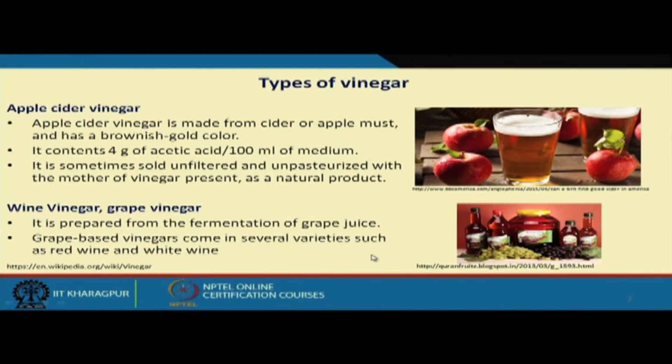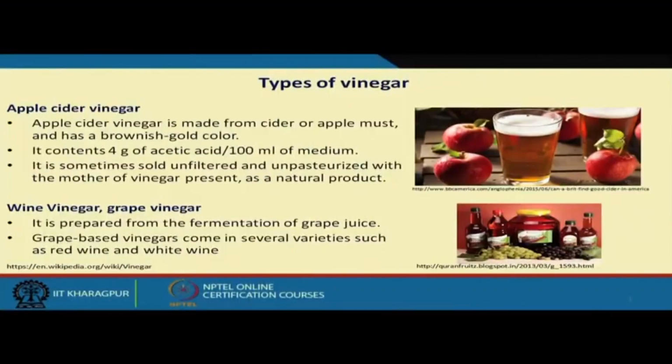And wine vinegar is usually made from grape juice. We produce wine, and then the alcohol present there is converted to acetic acid. It is prepared from the fermentation of grape juice, and grape-based vinegar comes in several varieties such as red wine and white wine. So for red and white wine, which contain alcohol, when we put in Acetobacter aceti, they convert this to acetic acid. Then we call it wine vinegar.